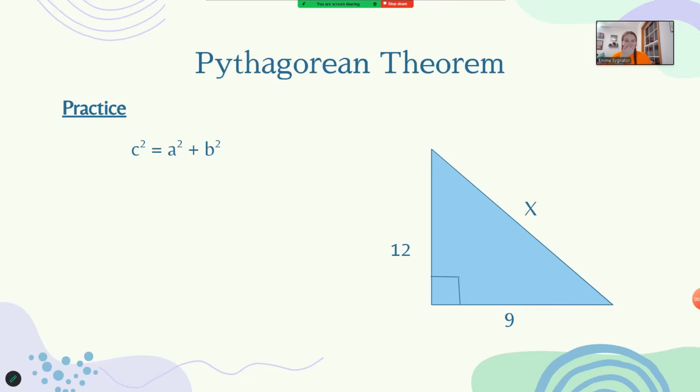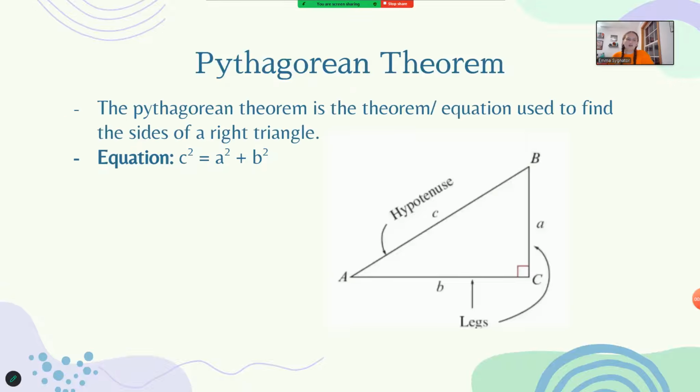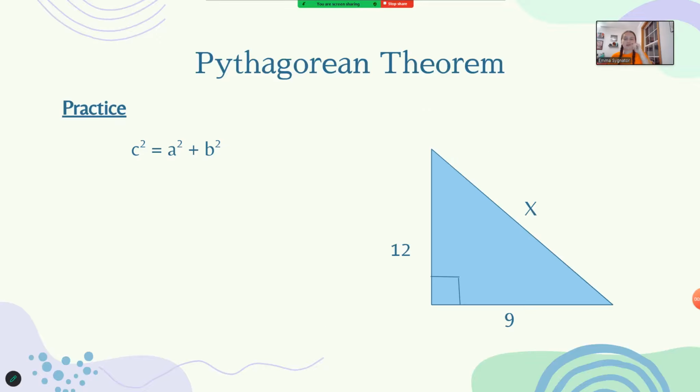Alright, just to give you an idea of it, we're going to do a quick practice problem, and I will be doing it with you on a separate piece of paper. So we see that the triangle here is labeled with a side 12, a side 9, and the hypotenuse of x. If we go back to the diagram, we can see that the hypotenuse equals c, and the two other sides are a and b. So c, the hypotenuse, is x.